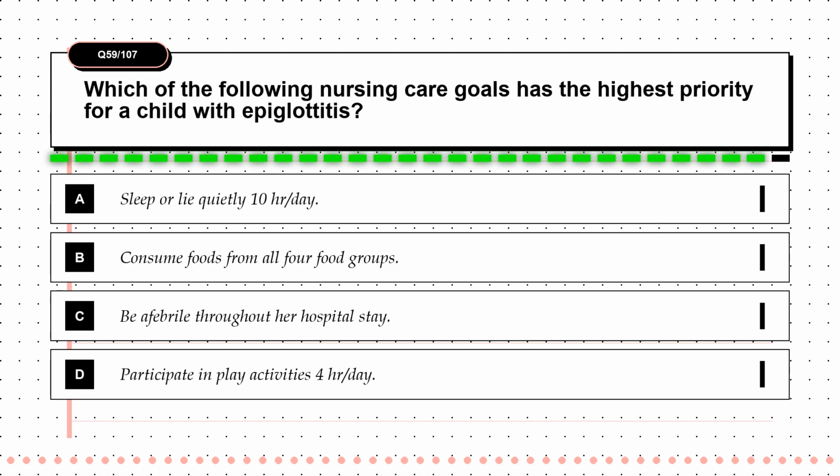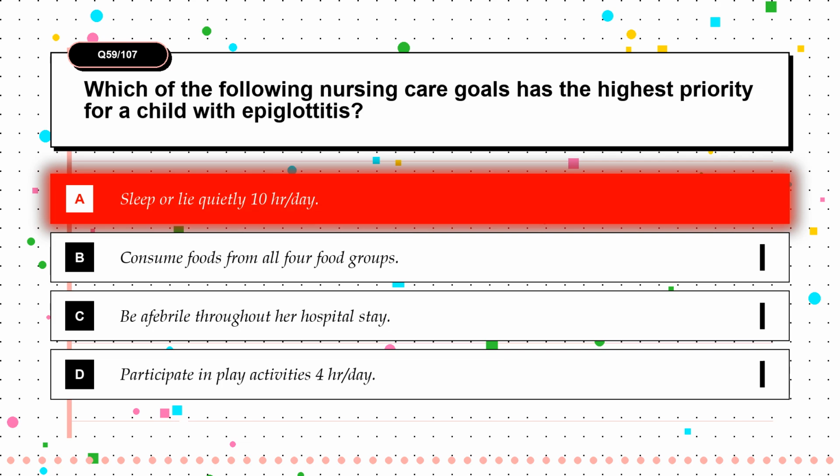Question 59. Which of the following nursing care goals has the highest priority for a child with epiglottitis? Here are the options. Option A. Sleep or lie quietly 10 hours/day. Option B. Consume foods from all 4 food groups. Option C. Be febrile throughout her hospital stay. Option D. Participate in play activities 4 hours/day.